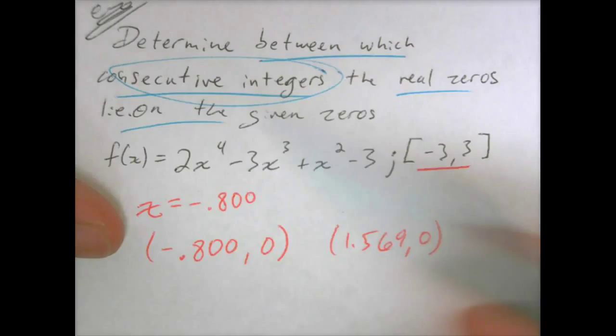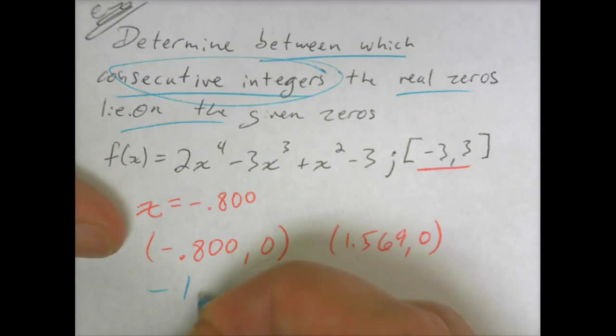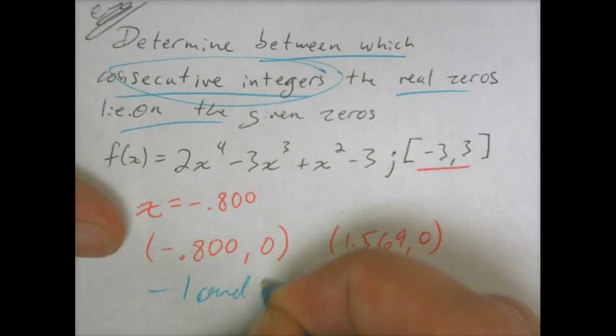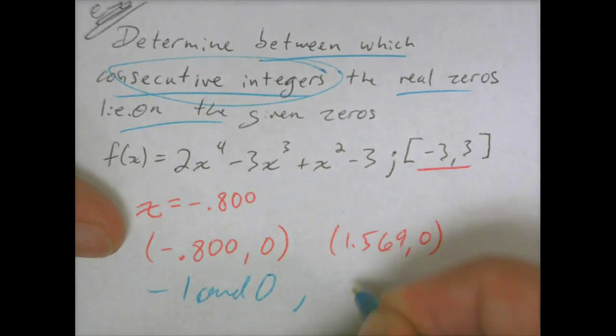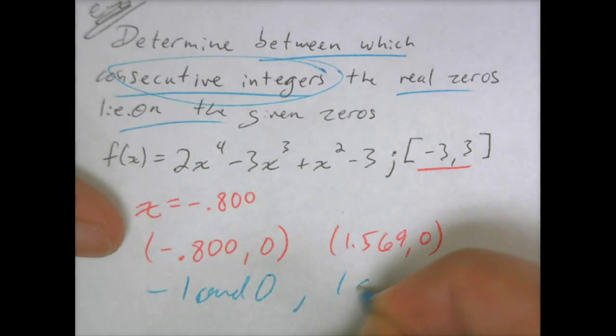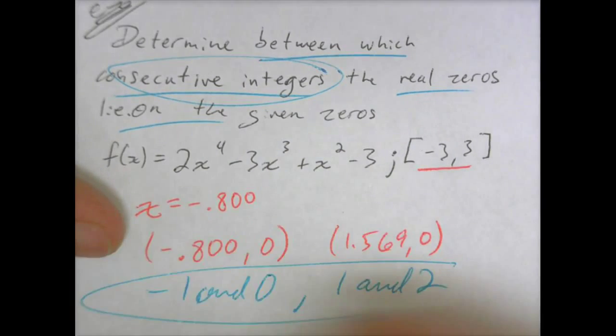So between which consecutive integers, this would be between -1 and 0. And this one would be between 1 and 2. That is really what we are looking for.